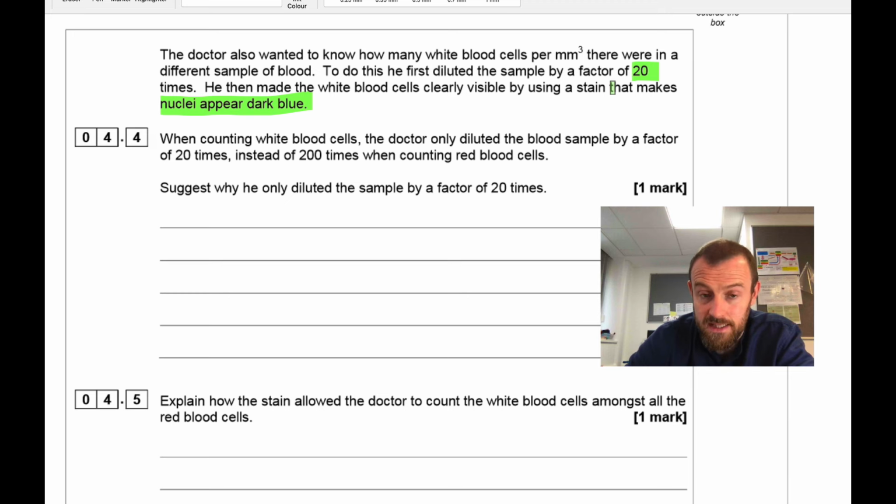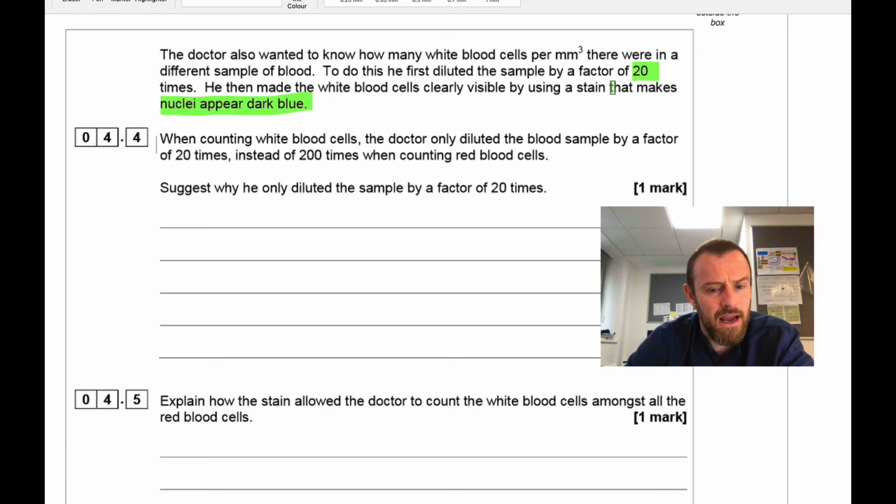Okay, so why is this? The answer is just that there are far fewer white blood cells than red blood cells in your blood. I don't have the exact number, but I would suggest that it's probably at least 1,000 times lower. Yeah, they're probably around about 1,000 red blood cells for every 1 white blood cell floating around. 4.5.